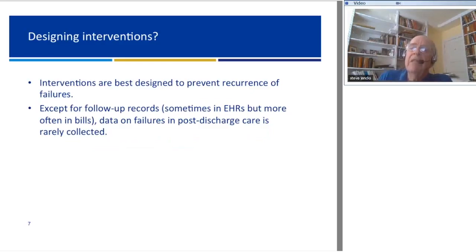Interventions are best designed to prevent recurrence of failures in the process. And except for a few things like keeping follow-up appointments, you're going to find it hard to get information on these failures. Trying to find out whether the patient knew what to do if something went wrong, and had a number to call and knew to call it, is pretty hard if you simply look in the record. It is pretty hard if you go to the patient after they've been readmitted. In each case, we have to look at how we're going to get the data that will be likely to be informative.